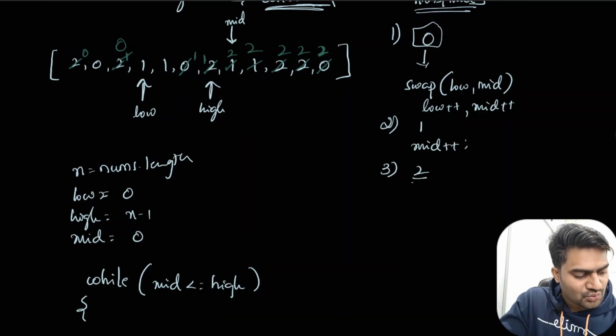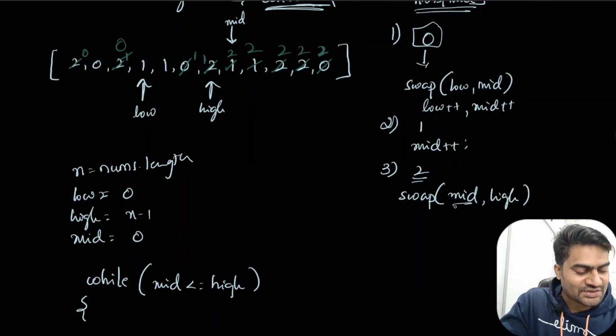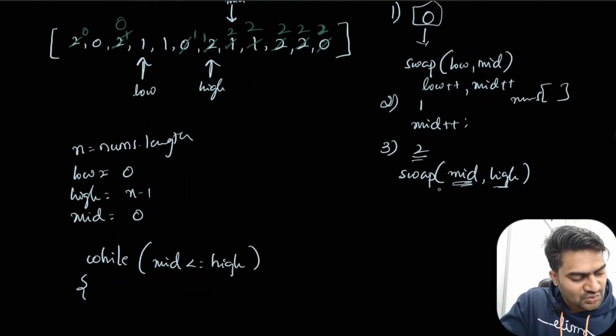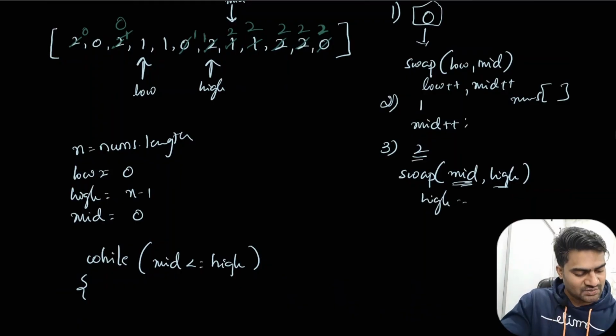We get 2, what we do basically, we swap the number at the mid pointer and the high pointer. Correct, right? We are not actually swapping the indexes. It is basically nums of something we do, so I'm simply writing here. Then what we do, we will decrement our high pointer. Correct, right? That's what we will do.